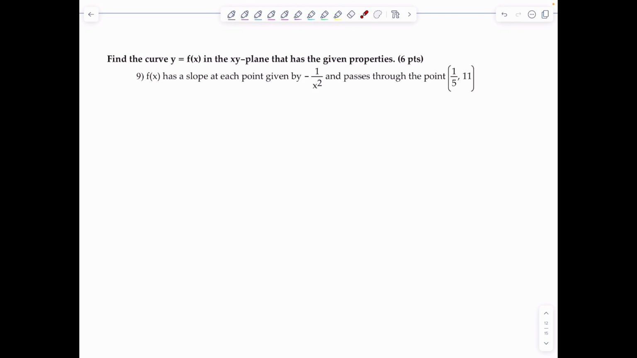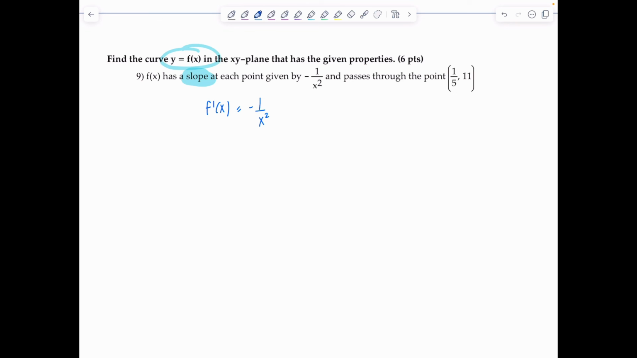Here we go. Find the curve y equals f of x in the xy plane that has the given properties. So it says f of x has a slope at each point given by negative 1 over x squared, and it passes through the point 1/5, 11. So at this point in your calculus career, when you hear slope, your brain should start going to derivative, right? So what this is telling me is the function has a slope given by this expression. That means f prime of x is equal to negative 1 over x squared. Ooh, okay. And then what's the problem asking? Find the curve or find f of x, the original function. So I know what f prime of x equals. If I want f of x, how do I get there? I would take an antiderivative, yes?